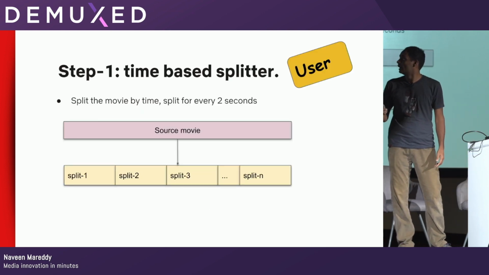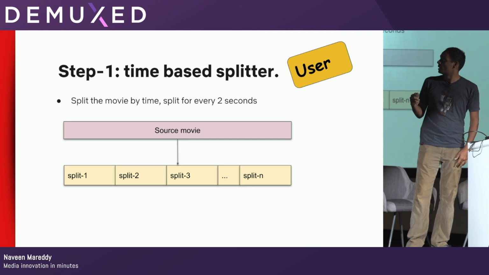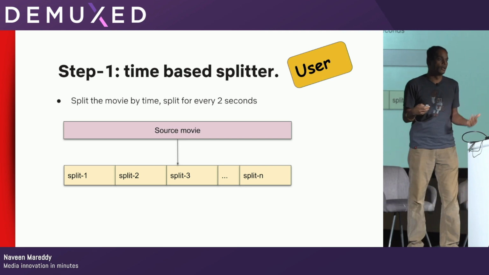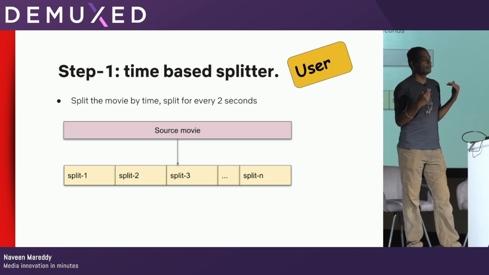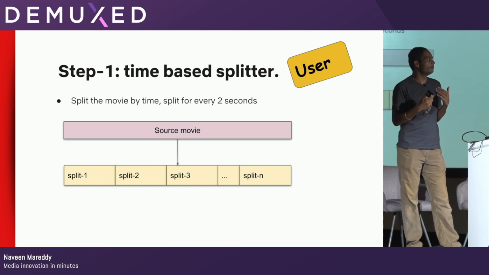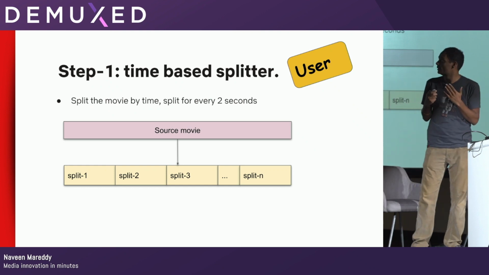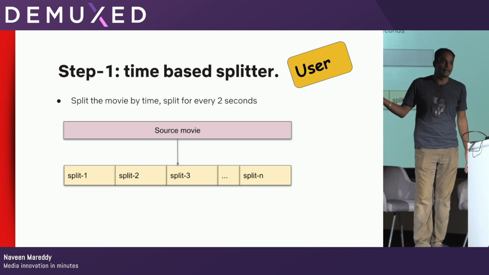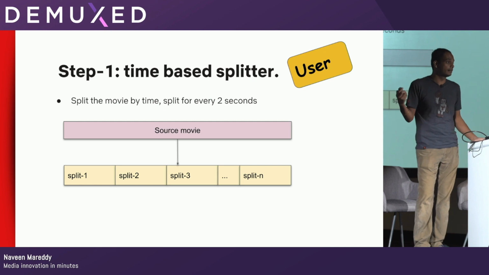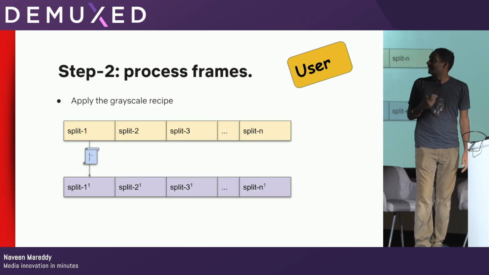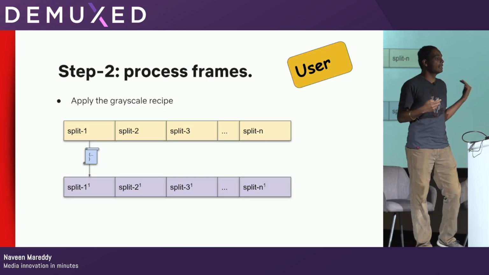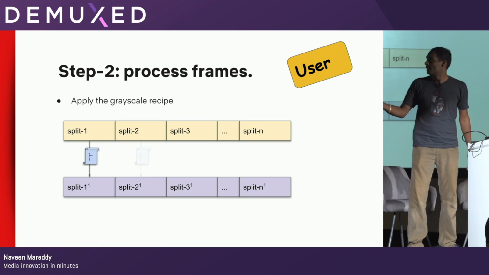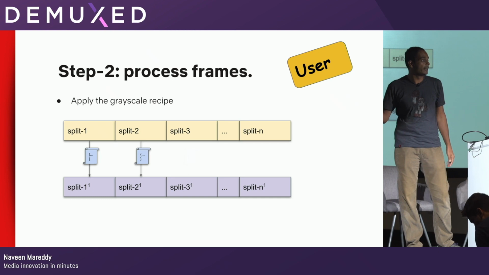Step one, we ask our users. By the way, this is the user perspective of what a user goes through. When the source is given, the user should split this source into splits, like split 1 through n, let's say every 2 seconds a split. Then process the frames, apply the grayscale recipe on each split, producing the split prime. Similarly, apply on every split.